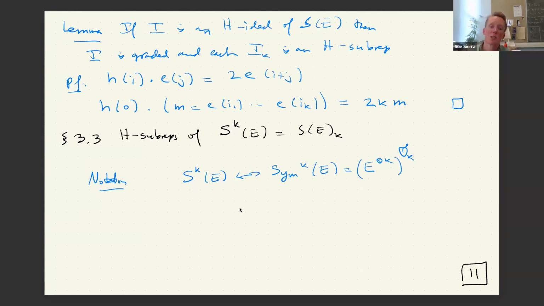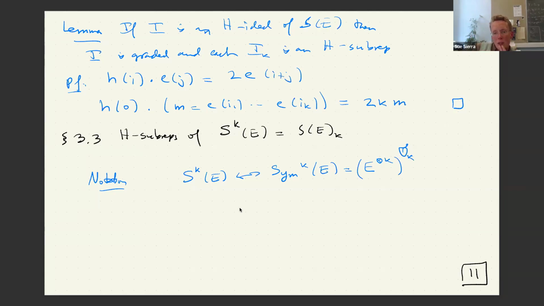So let's set up some notation to talk about what H subrepresentations of the kth symmetric power of E look like. First of all, in the lemma above, I was writing I_k, and so effectively I was treating S(E) as a graded ring where all of the e_i's had degree 1. In that notation, the degree k stuff in S(E) is precisely the kth symmetric power of E. So I'm going to usually write that as S^k(E). So we want to understand the H action on S^k(E).